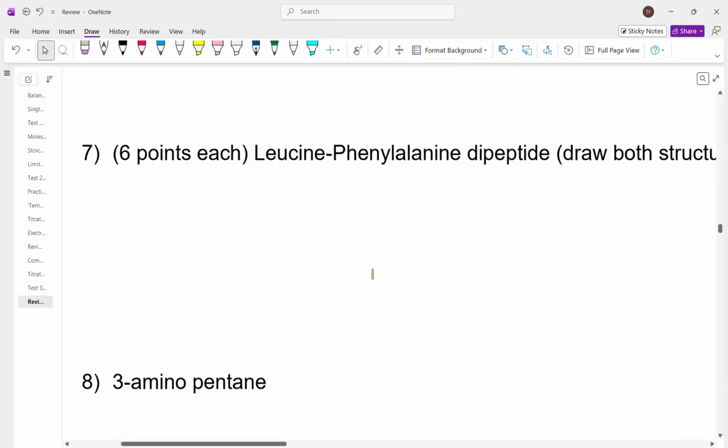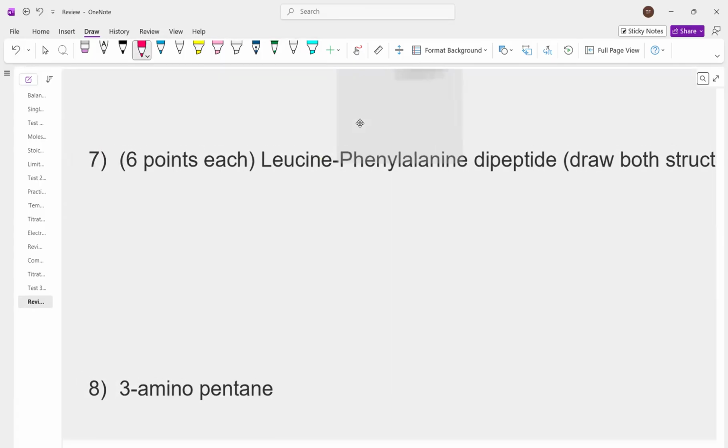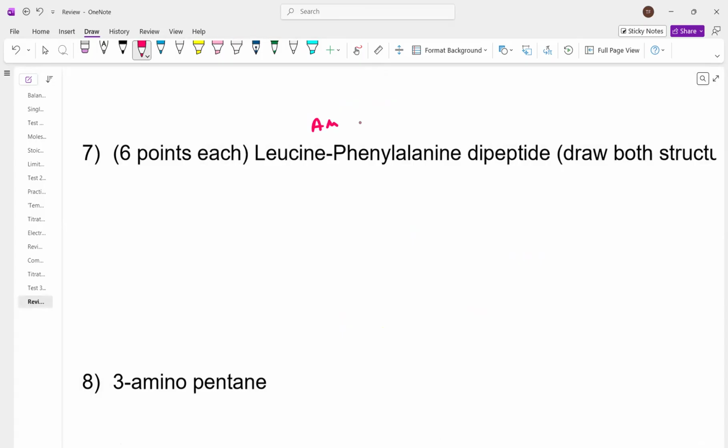Okay, so one of them is gonna be leucine on the left. On the right will be phenylalanine. Structure number one. Structure number two is going to be phenyl.